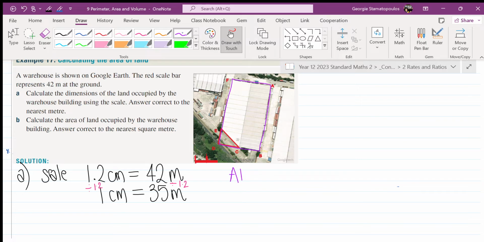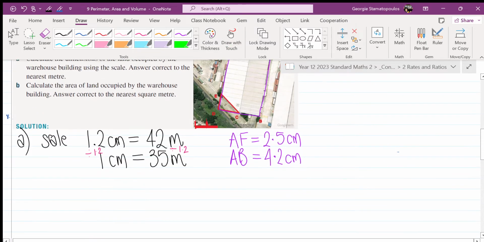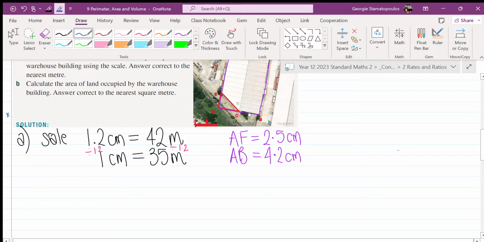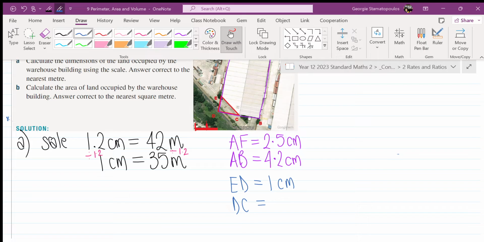So AF measures at 2.5 centimetres. Okay? AB is 4.2 centimetres. So that will give you the entire thing. When we want to find the area of the triangle, we just need ED and DC. So ED is 1 centimetre, and DC is 1.3.